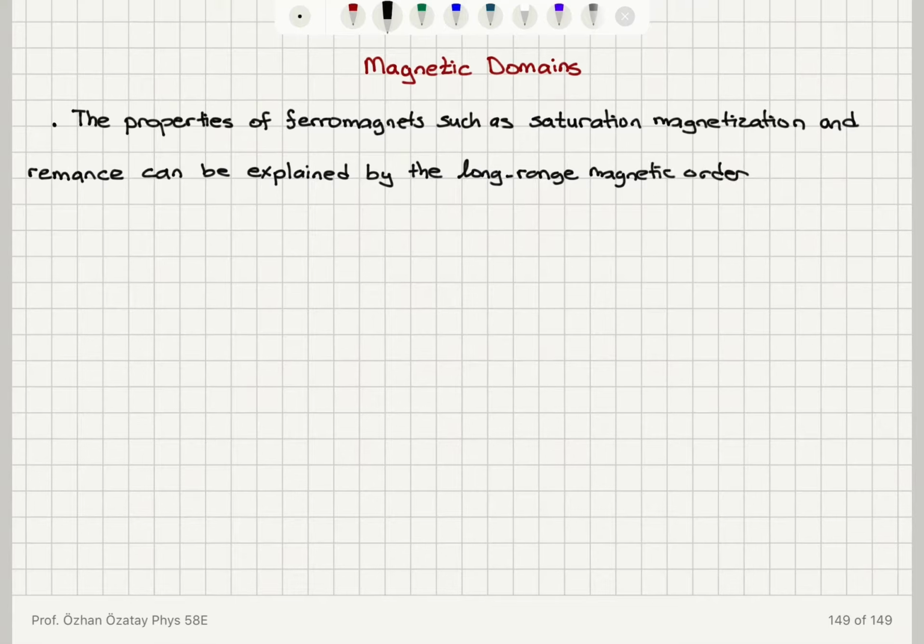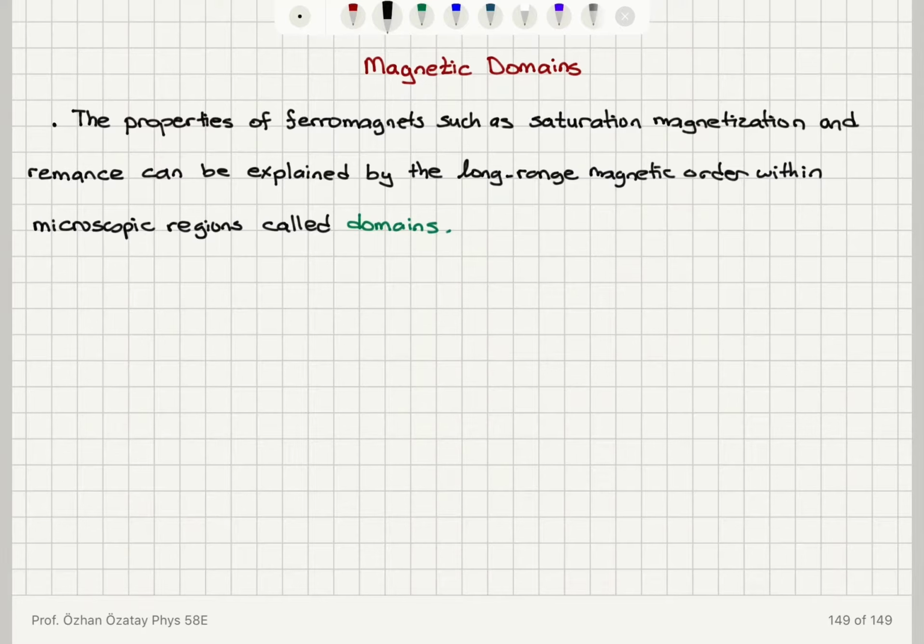And this order is within microscopic regions, and we call the long-range order within these microscopic regions magnetic domains. So these are our domains.